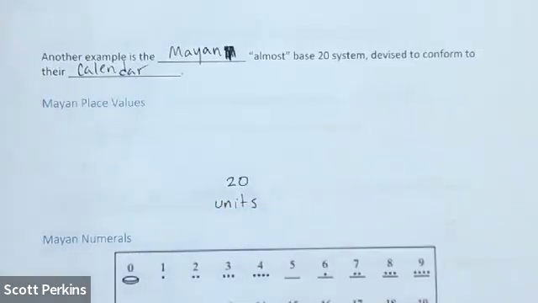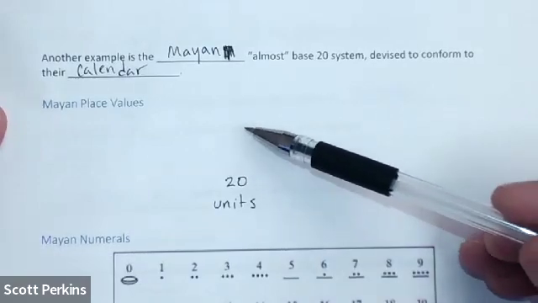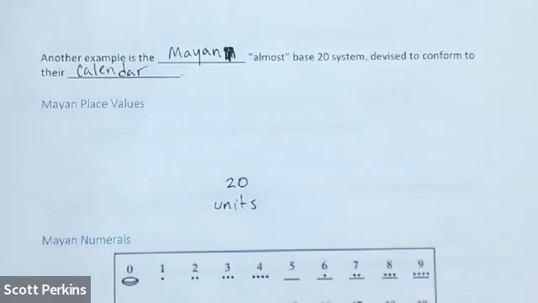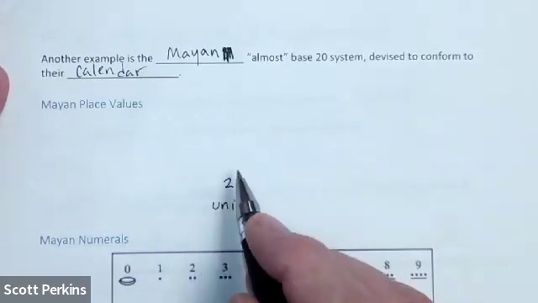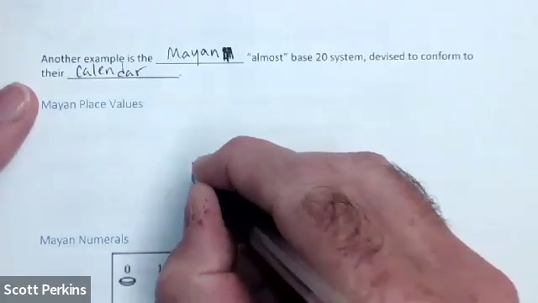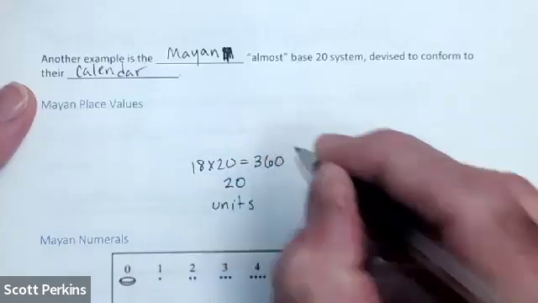Now here's where they deviated just for a second. This is where it's going to warp your brain. You're like, okay, I was just getting the place value stuff, and then this happened. So instead of the next place being 20 squared and then 20 to the third and 20 to the fourth, which would be a straightforward base 20, what they did next is this. The next place doesn't represent groups of 20, it represents groups of 18 times 20, which is 360.